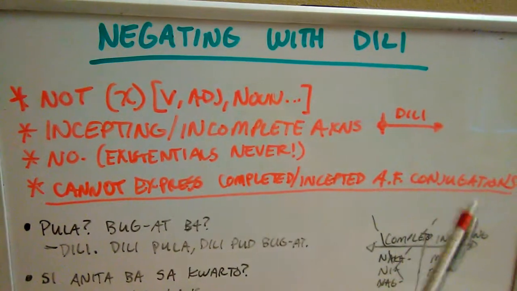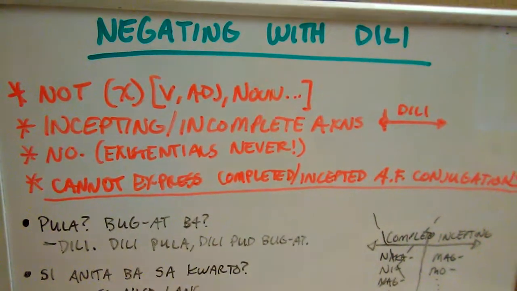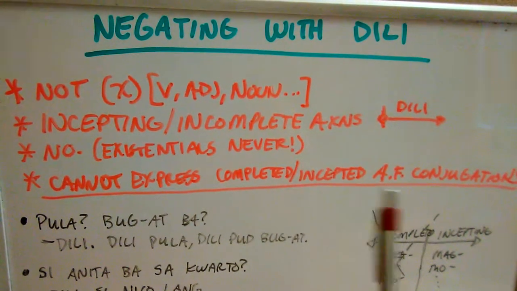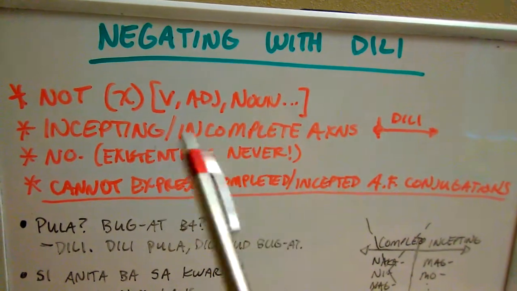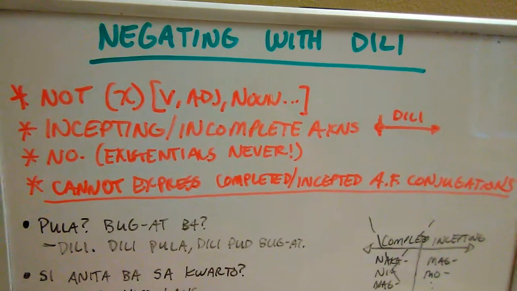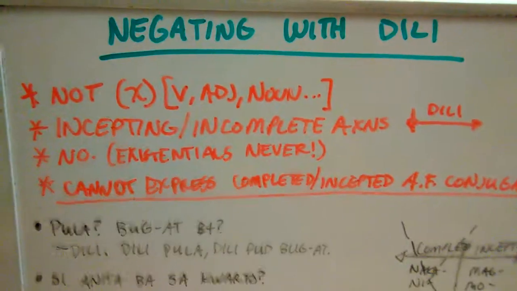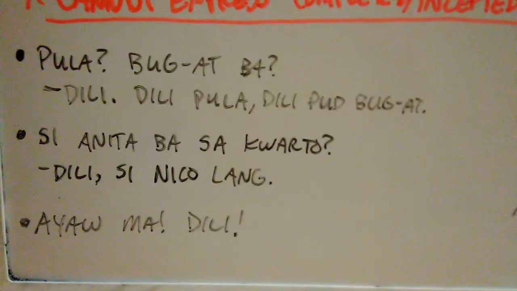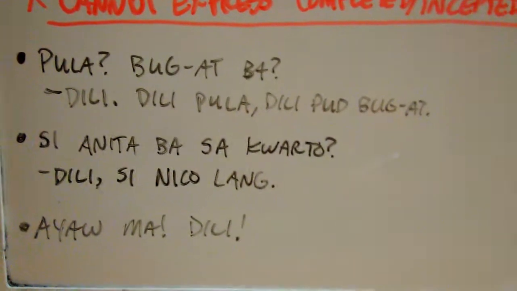And this last one right here is probably the most important marker that I have to say: dili cannot express completed or incepted actor-focused conjugations. So we talked about how it expresses the incepting or incomplete actions. But when we're talking about conjugations, and I'll show you that probably in the next video with more examples, we cannot use actor-focused conjugations that have been completed, and we'll show you that below. Down here we have a few examples that dili can be used, and on the next video or so I will show you more examples with dili in terms of time, okay?